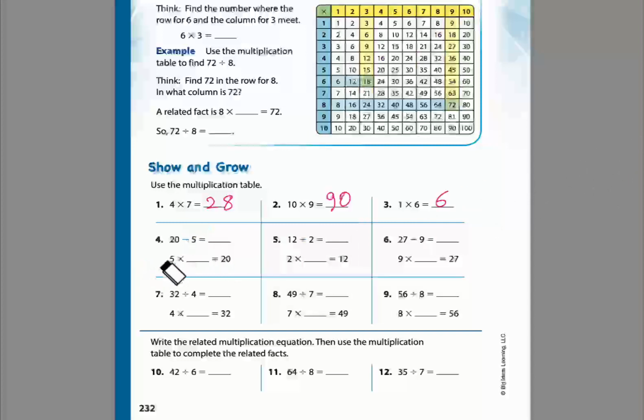So, my heroes, here we have the related multiplication. 5 times 4 equals 20. So 20 divided by 5 equals 4.